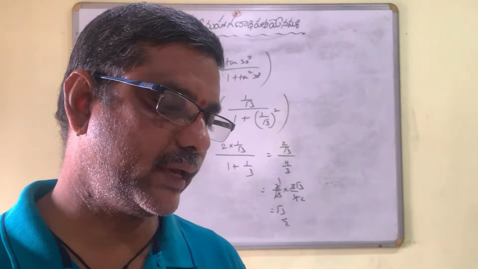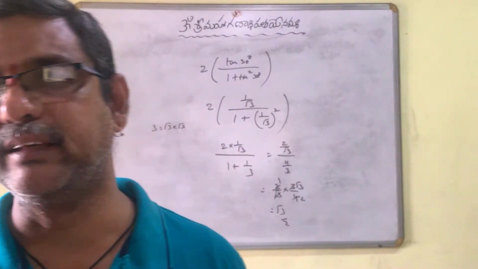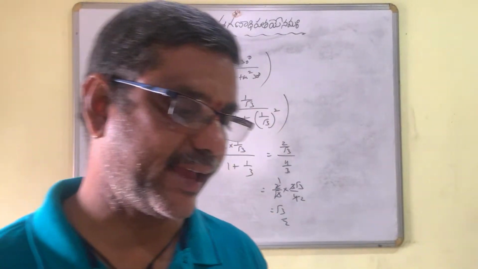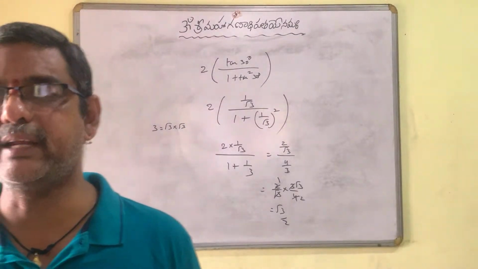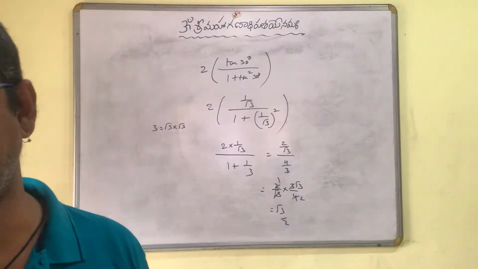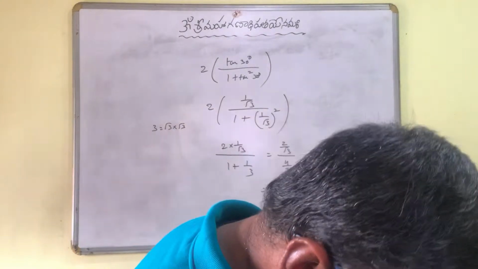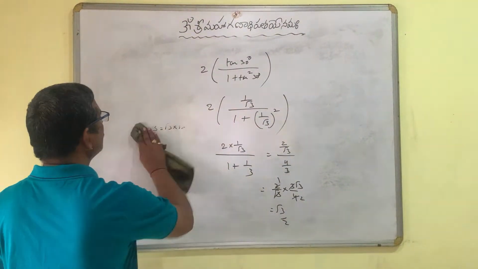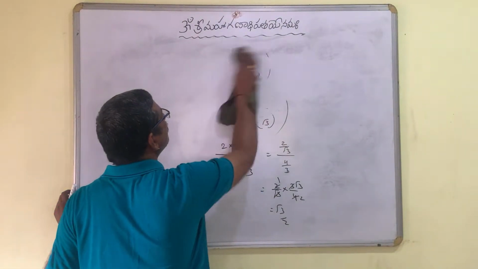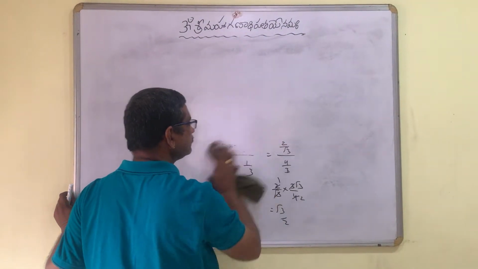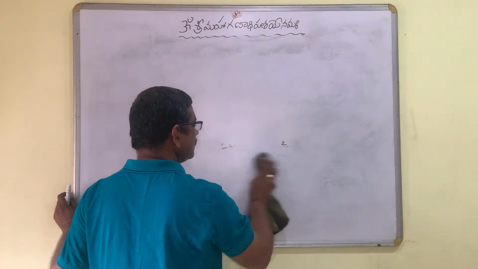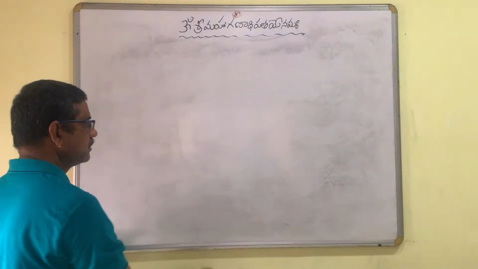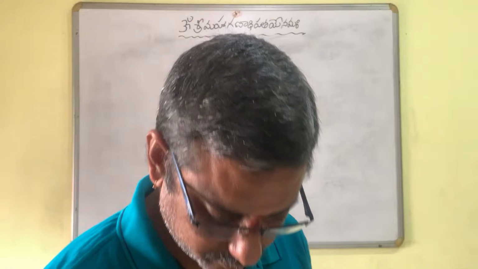Root 3 by 2 is sine 60 degrees. It is nothing but sine 60 degrees. So option A. Okay? Next. Next question.